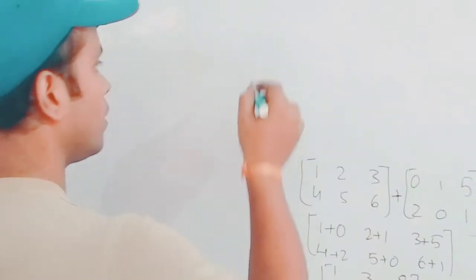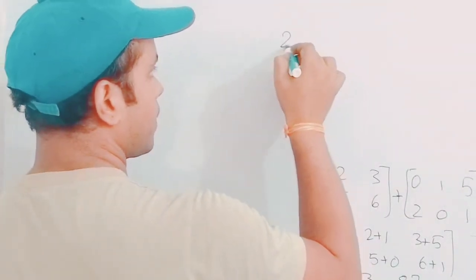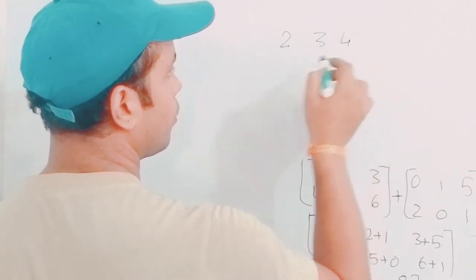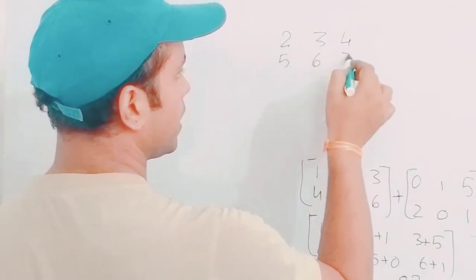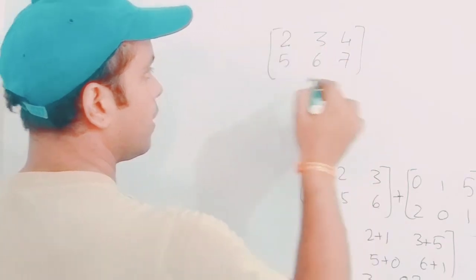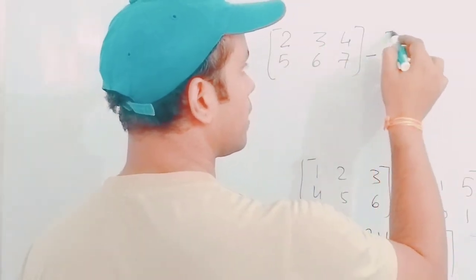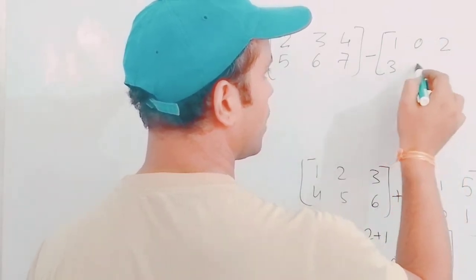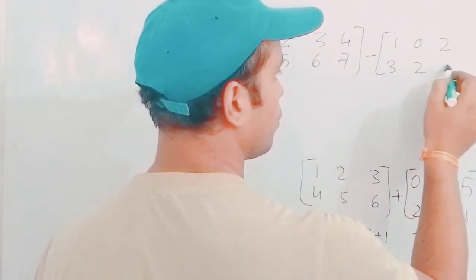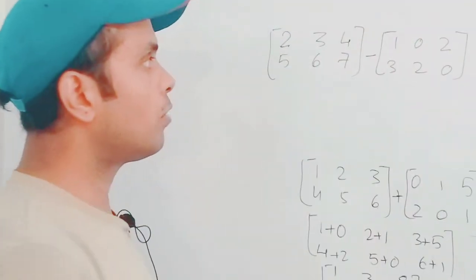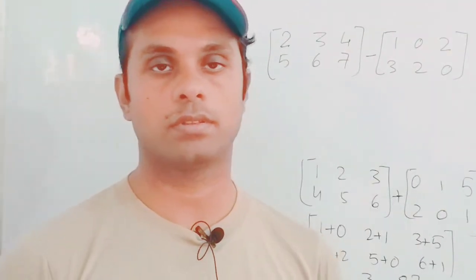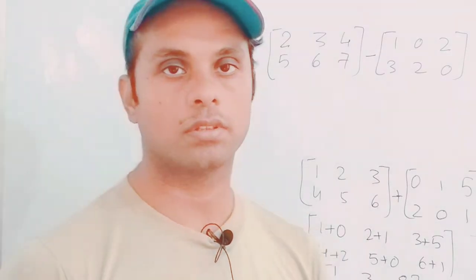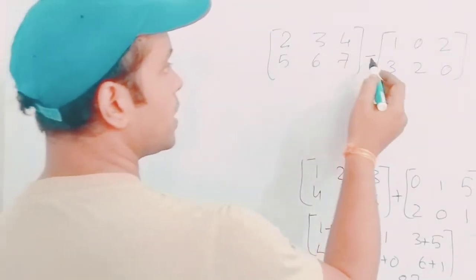Now another example. Suppose you have 2, 3, 4 and 5, 6, 7, and you are subtracting this time these two matrices 1, 0, 2 and 3, 2, 0. Now it's very simple. Subtract the corresponding elements and get your answer.